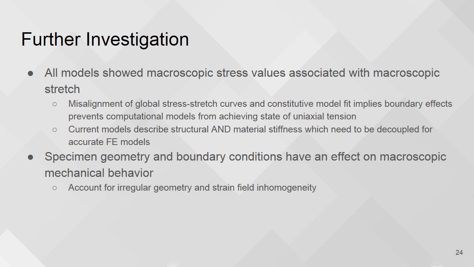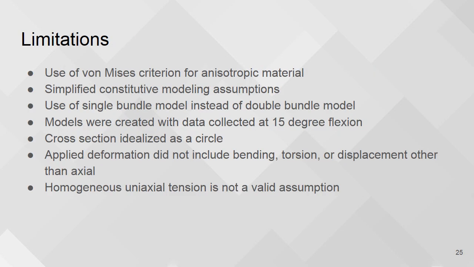This misalignment of the global stress-stretch curves and constitutive model fit, as seen in Figure 8, implies that the boundary effects are preventing the models from achieving a state of uniaxial tension, which was originally assumed for the material model fitting. Current constitutive models describe structural and material stiffness. These properties should be decoupled for an accurate FE model, especially in highly transverse isotropic materials. The geometry and boundary conditions of the sample have an effect on the macroscopic mechanical behavior and should be accounted for in future studies. The authors needed to make several assumptions and were subject to limitations over the course of this study.